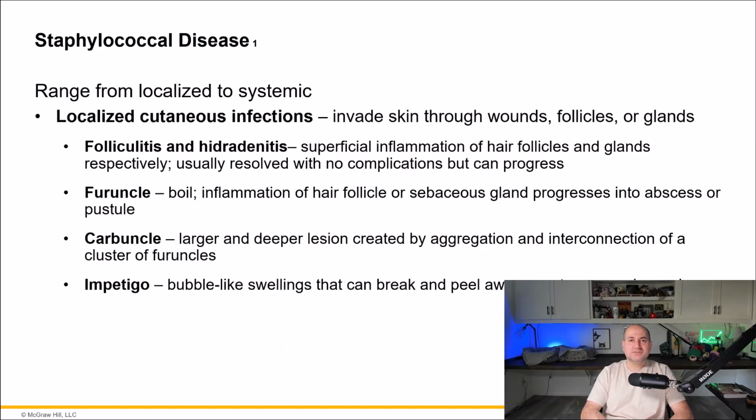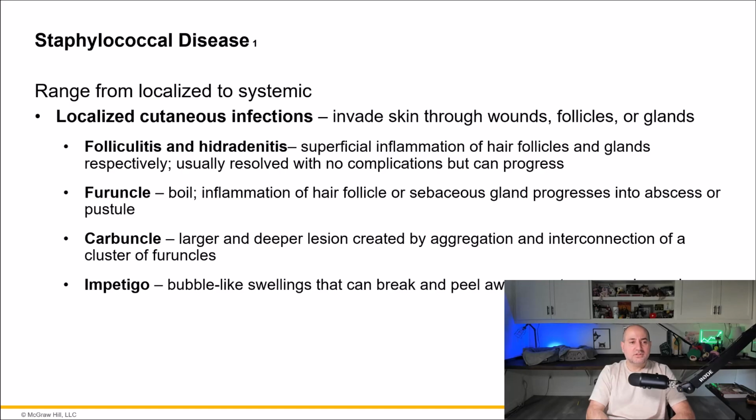So like I said, these infections range from localized to systemic. Localized meaning at a particular spot on the skin, to systemic meaning throughout your body, through the blood. Localized cutaneous infections, here's a list of them. These invade the skin usually through a wound, a follicle, or a gland. You can have folliculitis and hidradenitis, which are superficial inflammations of the hair follicles and glands, respectively. These are usually resolved with no complications, but can progress.